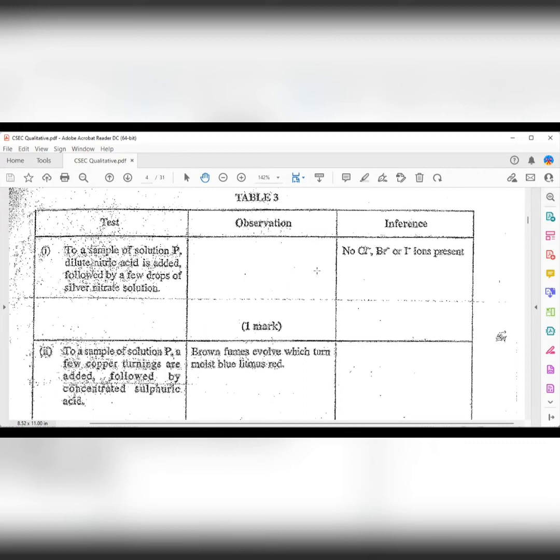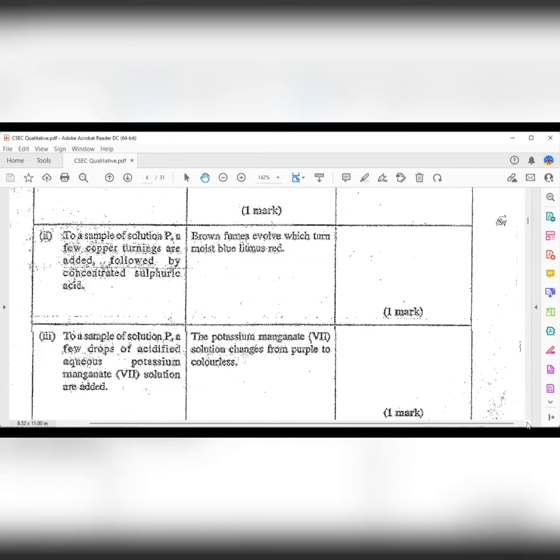So what observation would that be? That would be no PPT. Okay, so no PPT because no halide is present. Then further down here, to a sample of solution P, a few drops of copper turnings are added, followed by conc sulfuric acid. Now, earlier I said that nitrate ions, if you heat them, you're going to get a brown gas, which is nitrogen dioxide. Another way you can test for the presence of nitrate ions is to use copper turnings and conc sulfuric acid, just as what they're doing here.